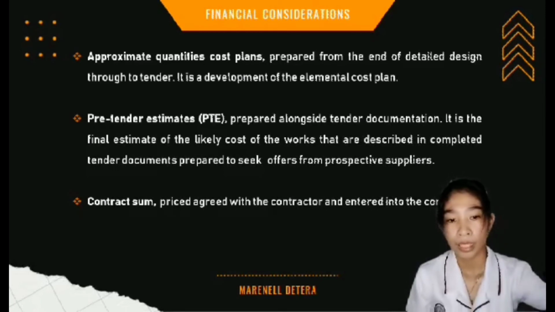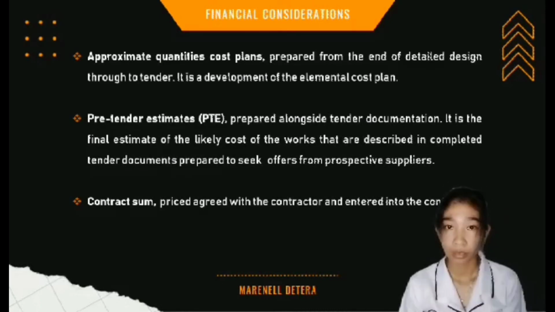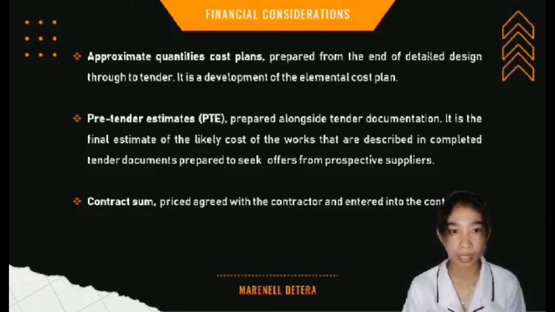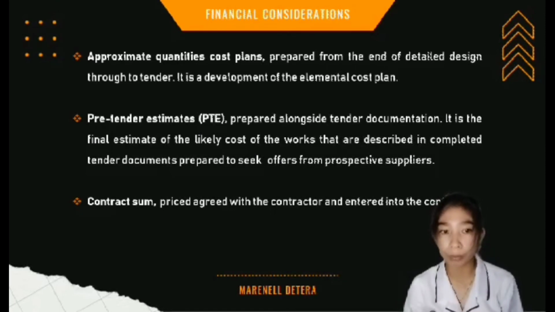Contract sum is the price agreed with the contractor and entered into the contract. The agreed contract sum should be calculated and checked very carefully as errors are deemed to have been accepted by both parties. However, the contract sum does not constitute a fixed price even if the contract is described as a fixed price contract. A truly fixed price would actually not be in the interest of the client as it would mean they could not make changes to the works.